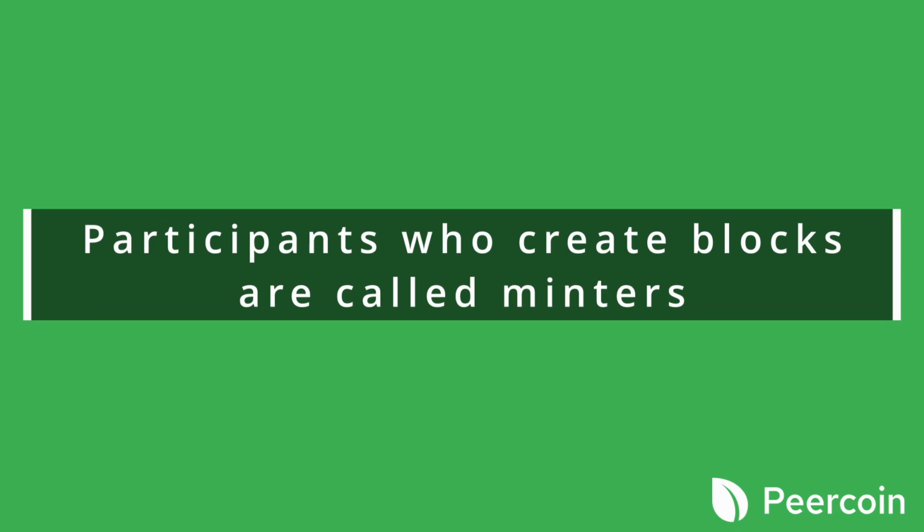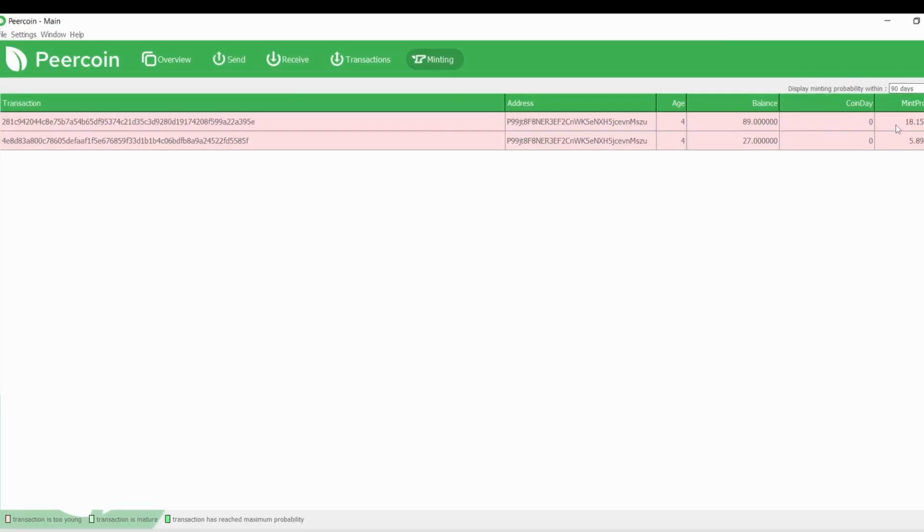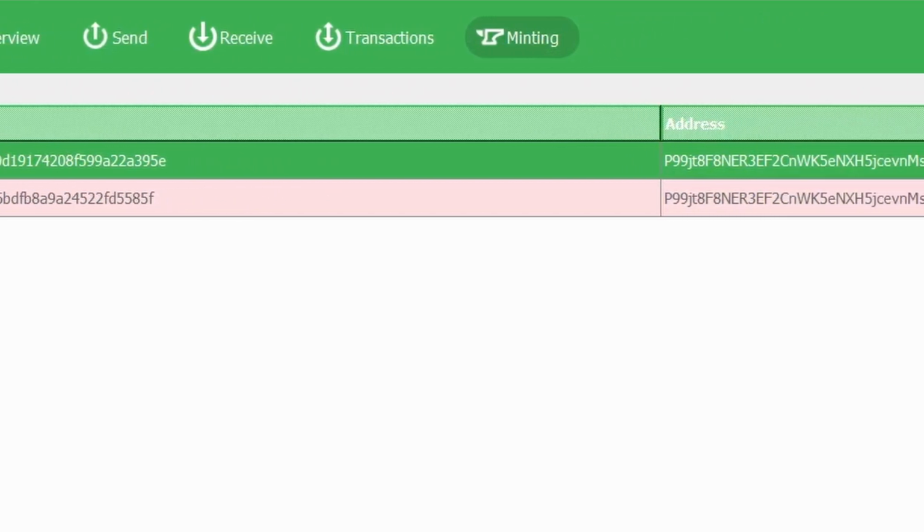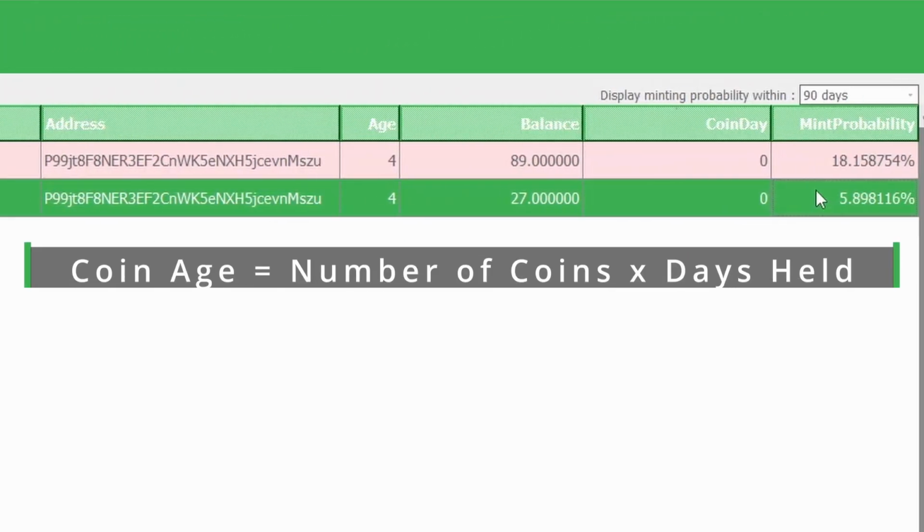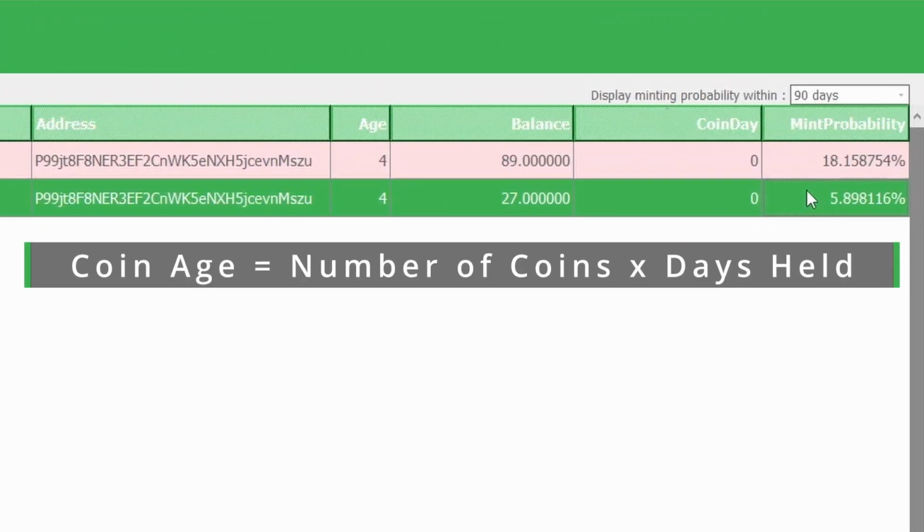Staking is an important part of Peercoin. Used in tandem with proof of work, it's energy efficient, helps to validate blocks, and secure the chain. Participants who help to produce blocks are called minters. After 30 days, your coins begin to accumulate coinage, which is the number of coins in the transaction multiplied by the number of days it's been held.